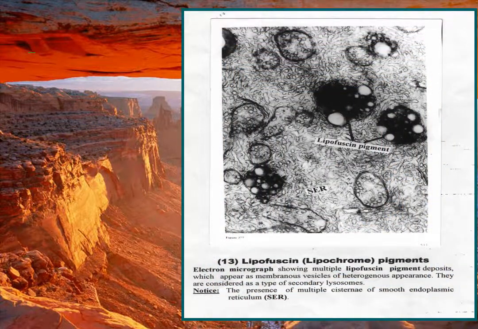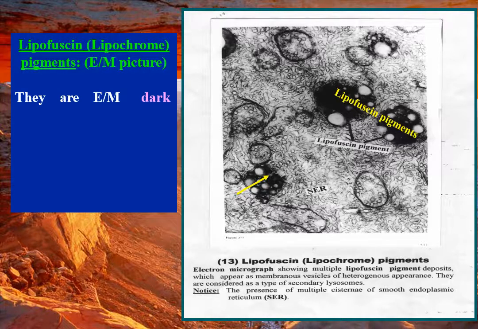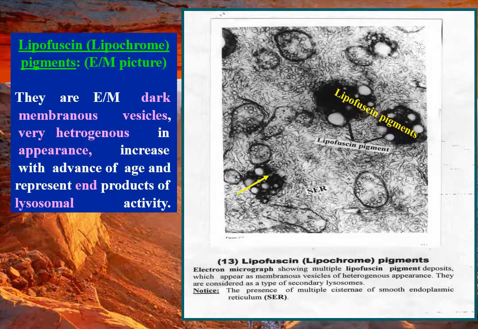Electron micrograph of lipofuscin pigment deposits. They are electron-dense membranous vesicles, very heterogeneous in appearance, increase with the advance of age, and represent end products of lysosomal activity.